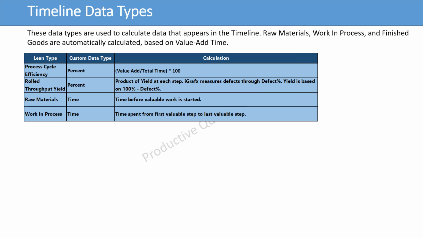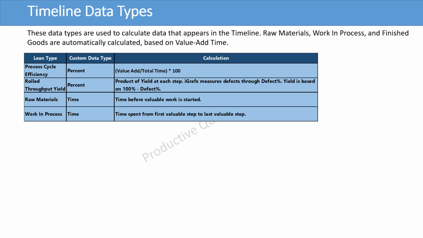These data types are used to calculate data that appears in the timeline. Raw materials, work in process, and finished goods are automatically calculated, based on value-add time. Percent of process cycle efficiency: value-add divided by total time, times 100. Percent of rolled throughput yield: product of yield at each step. iGrafx measures defects through defect percent. Yield is based on 100% minus defect percent.